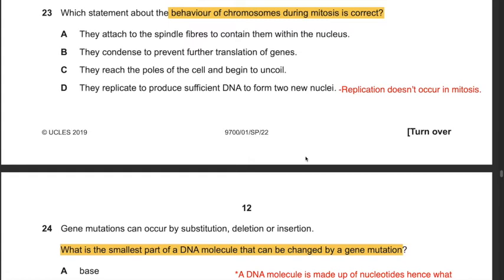And that process is known as anaphase, where anaphase is where the chromosomes reach the poles of the cell, and following anaphase is telophase, where they begin to uncoil. Therefore, C is the correct choice.